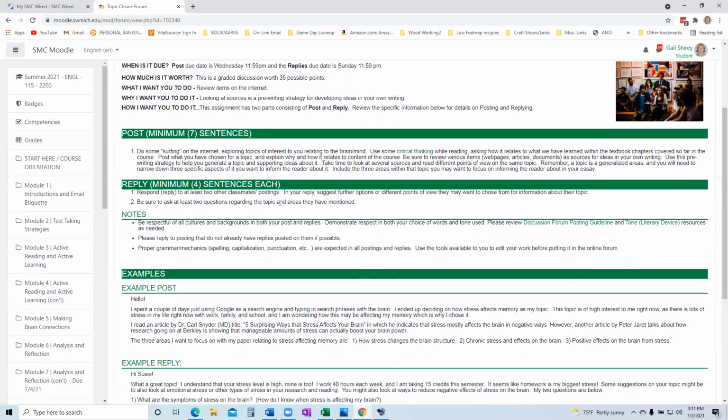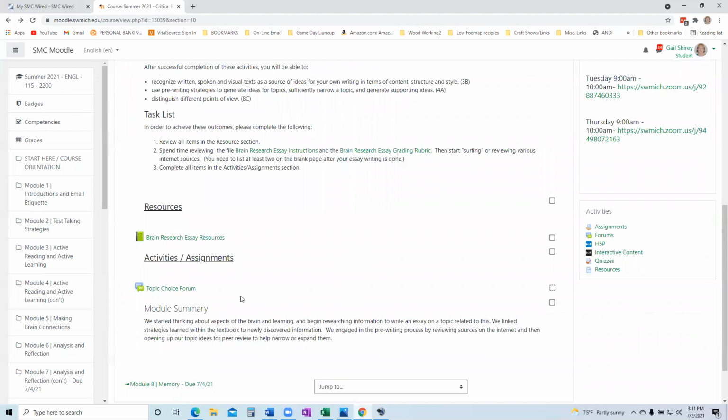Okay, so you're going to post that, and then of course you have to respond to 2 others. Make sure you suggest further options or a different point of view than what they have posted, and make sure you ask at least 2 questions regarding that topic area they have posted. So this is the only graded item for this module.